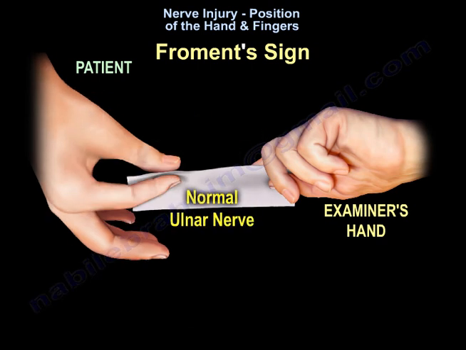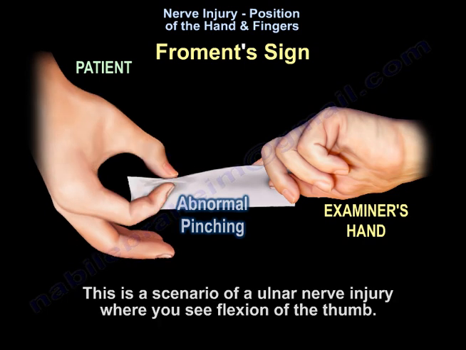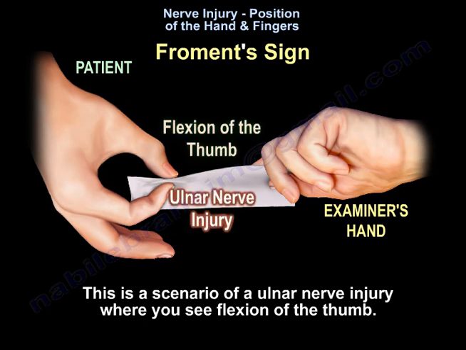You can see this is a patient's hand on the left and the examiner's hand on the right. And this is a scenario of a normal ulnar nerve. And this is a scenario of an ulnar nerve injury where you see flexion of the thumb.